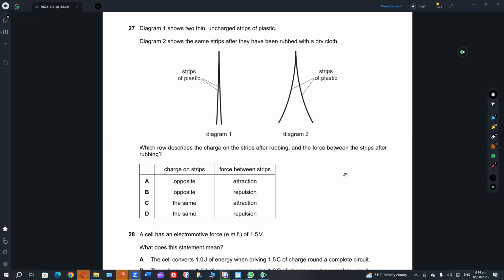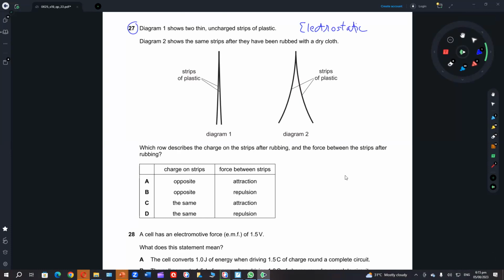Diagram 1 shows two thin uncharged strips of plastic. Diagram 2 shows the same strips after they have been rubbed with a dry cloth. So when you rub something, rubbing produces electric charge. Rubbing produces static charge.